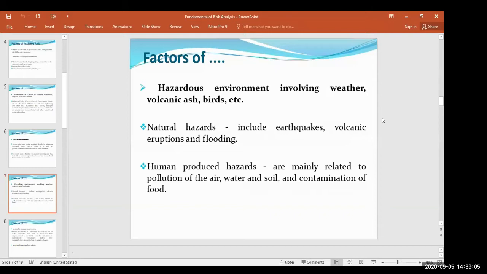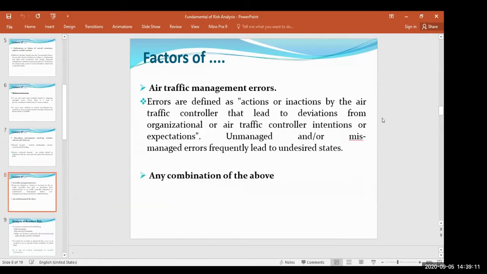Hazardous environment is also divided into two: natural hazard and human-produced hazard. This is also another factor. Air traffic management error is also another factor, and it is related to the human factor also. And then any combination of the above. So I mentioned almost five factors categorized in different scenarios. So you may lose this PowerPoint.